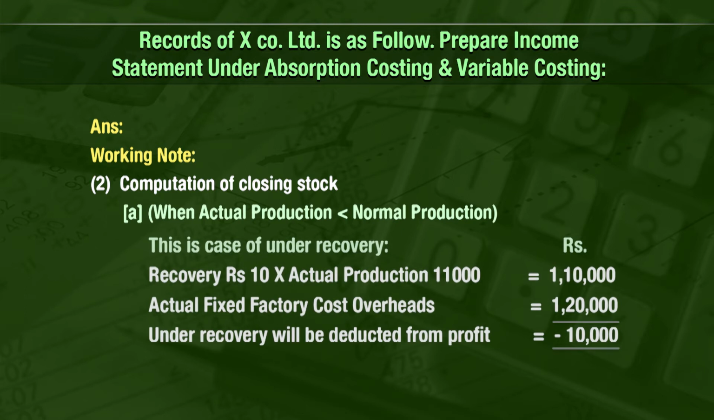Friends, as it is told, this is the case of under recovery because our normal production is 12,000 units while we have undertaken the production of 11,000 units only. Therefore, actual production of 11,000 units is to be multiplied by the recovery rate of rupees 10, that comes to rupees 1,10,000. On the other hand, our actual fixed factory overhead is rupees 1,20,000. Therefore, our recovery is less than our actual cost. So, we will have a case of under recovery of rupees 10,000 and this will be deducted from our unadjusted profit.